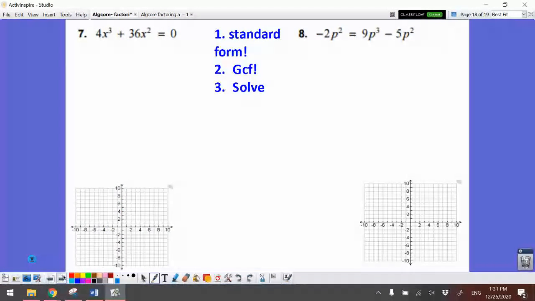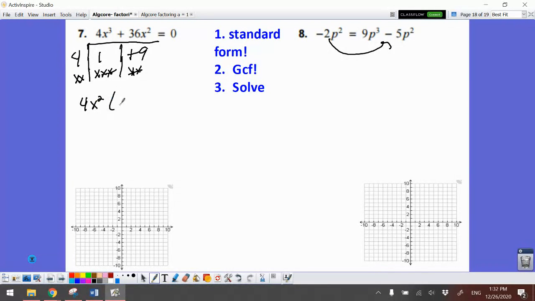Okay, two more here. First one's ready. Second one is not. Second one we need to set equal to 0. So we're going to have to move some things around, and I think we might move this one this way this time. Just simply because the x cubed is the bigger one, and that might make our life a little easier. So let's go ahead and start over here. Let's take out a 4. 4 divided by 4 is 1. 36 divided by 4 is 9. There's 3 x's, 2 x's. I can take out 2. So 4x squared, a 1x plus 9.